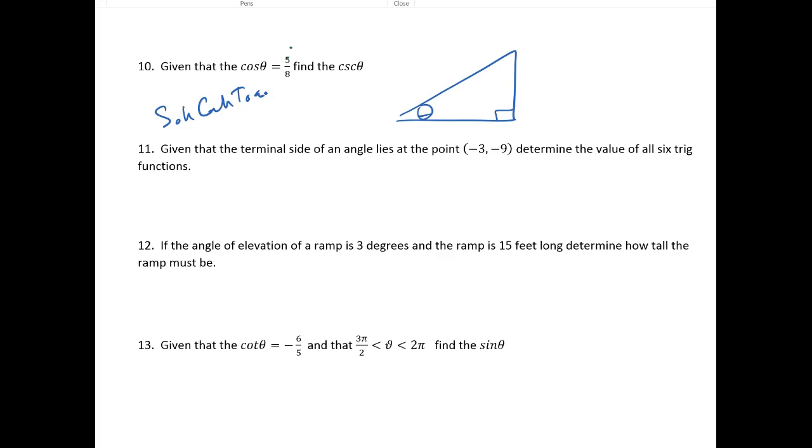And cosine is A over H, so the adjacent over the hypotenuse. So the 5 is the adjacent, the 8 is the hypotenuse. So you need to start your picture this way. Then you got to know that cosecant, okay, what is cosecant? Cosecant's the reciprocal of sine. So since sine is O over H, then this one must be H over O. You just flip it, okay? So I need the hypotenuse, which is 8. And I need the opposite. Now I don't have the opposite, so I need to find it.